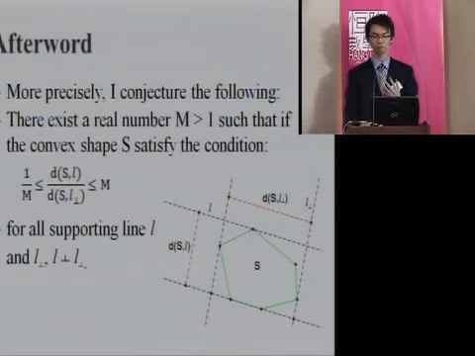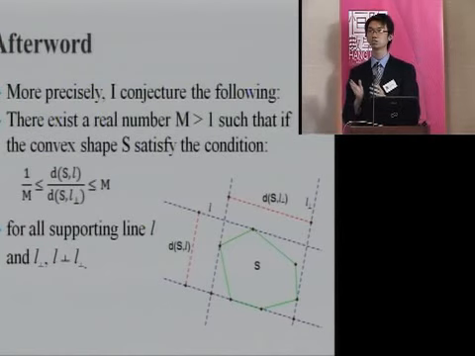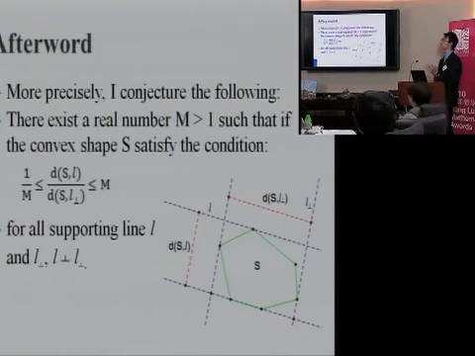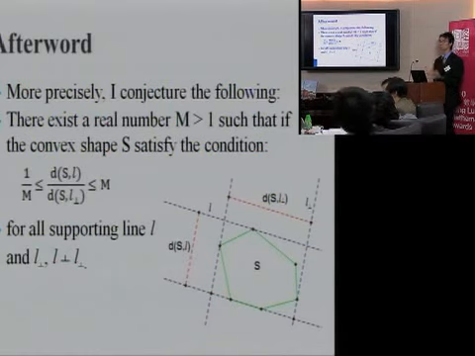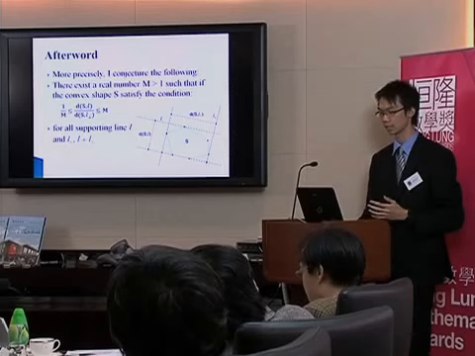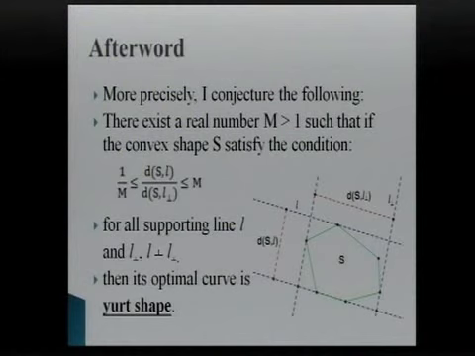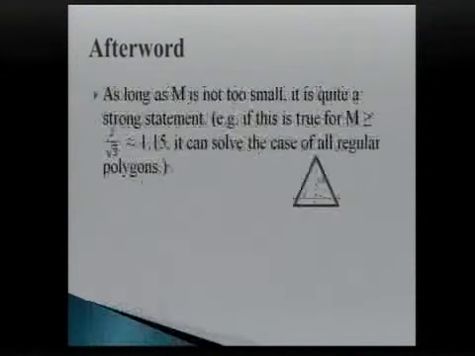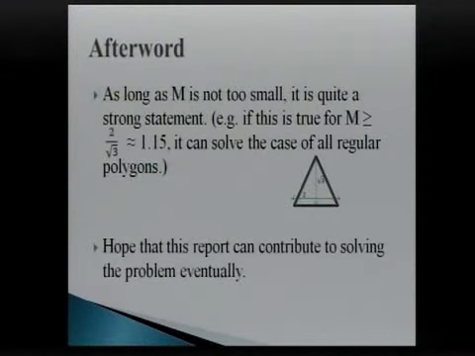And based on some observation, when the shape is not too thin, the optimal curve would be a yurt shape, which is great. And I conjecture the following: the width along two perpendicular directions of a given set, if this width is bounded by 1 over m and m, where m is some kind of real number that we have to search for, for all supporting lines L, then this optimal curve is yurt-shaped. And this inequality indeed is just telling us it's not too thin. And so this is quite a strong statement since they can solve all the regular polygons for not too great m.